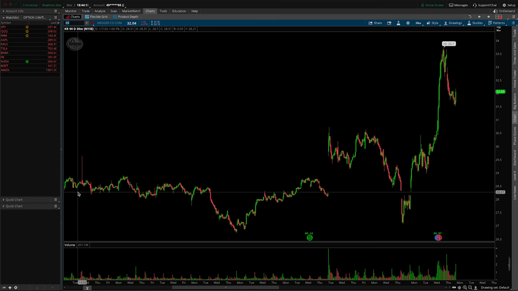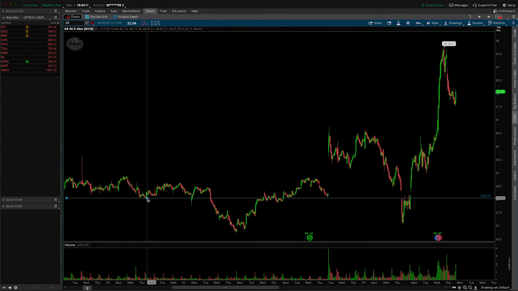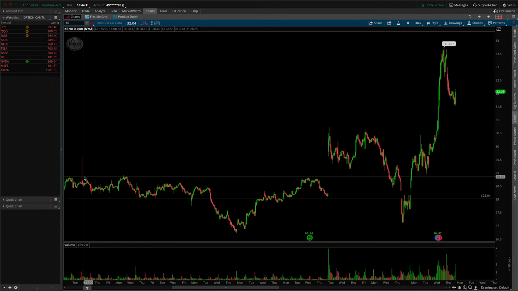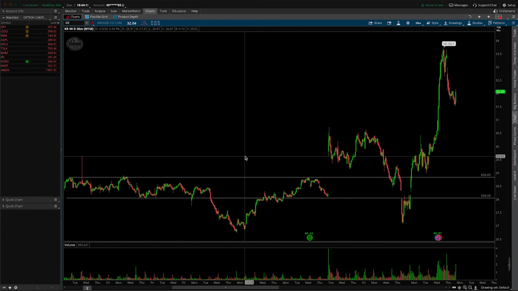So coming in right off the bat, starting from left to right, it looks like this is certainly an area of support on the chart. Boom, we've got a level in there. Looks like this was an area of resistance as well. So that works out perfect.